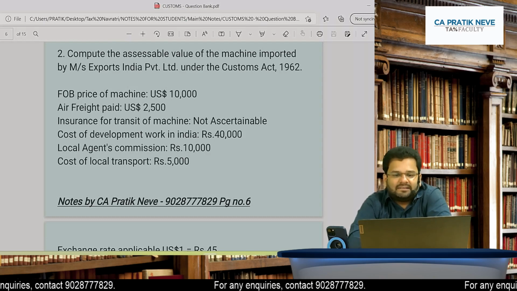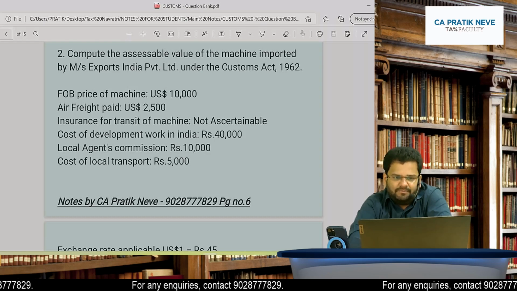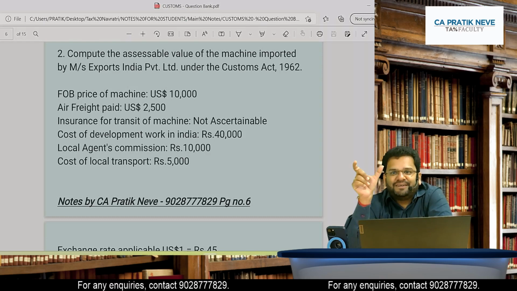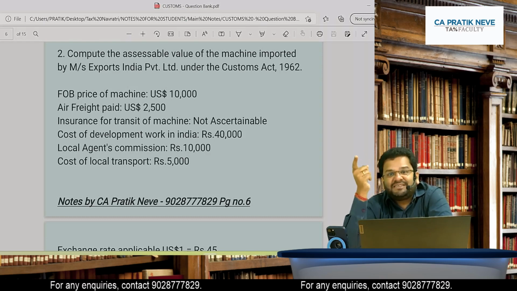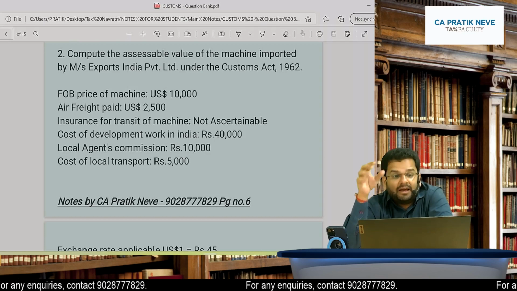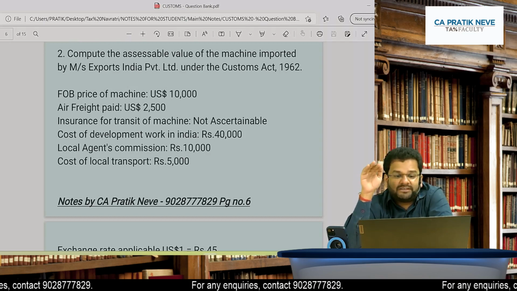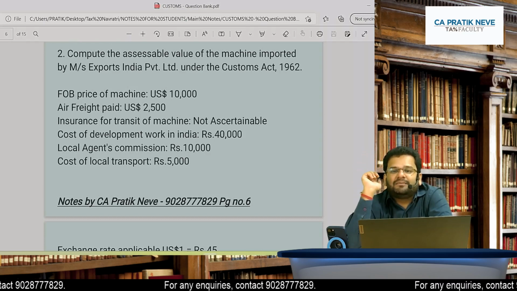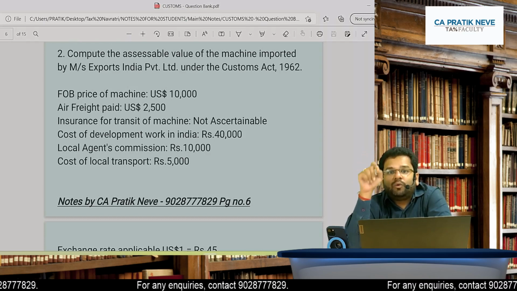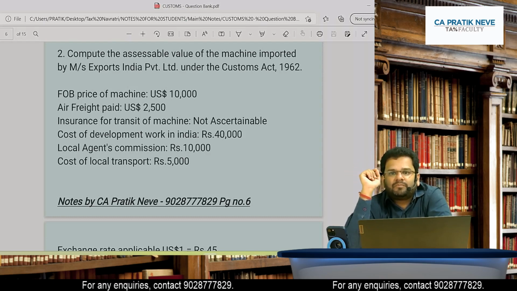Compute the assessable value of a machine imported by Messrs E India Private Limited. FOB price is given. In the last question CIF was given; in this question FOB is given. Air freight is given. Insurance for transit of the machine is not ascertainable, so you will take 1.125% of FOB.